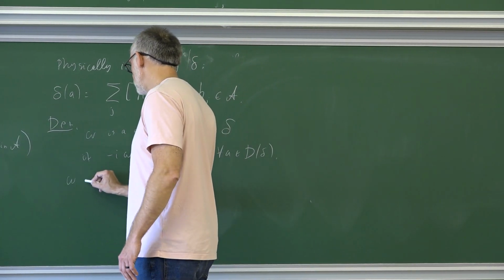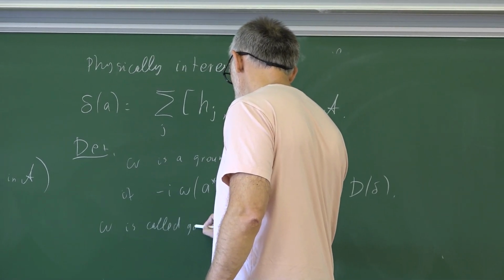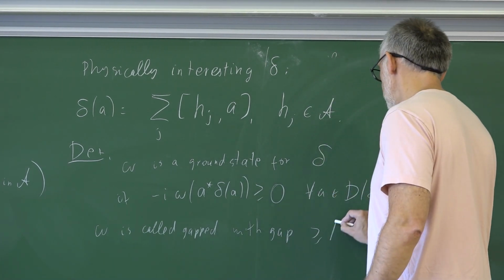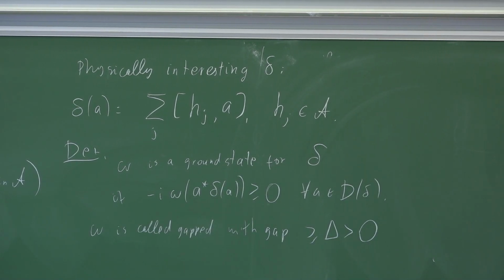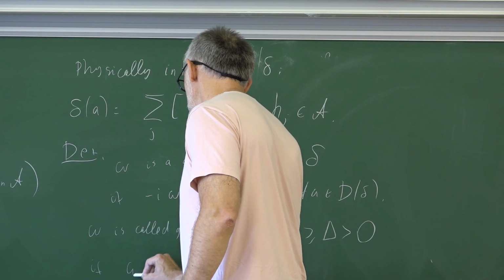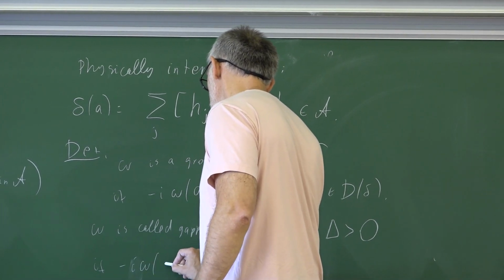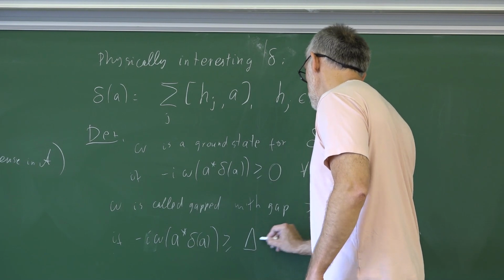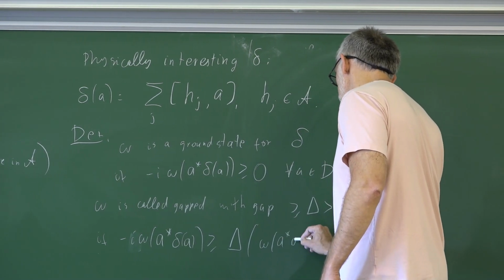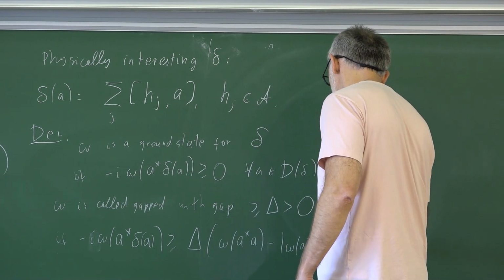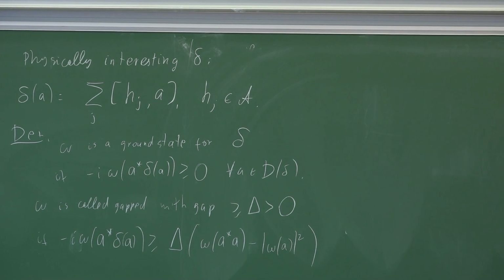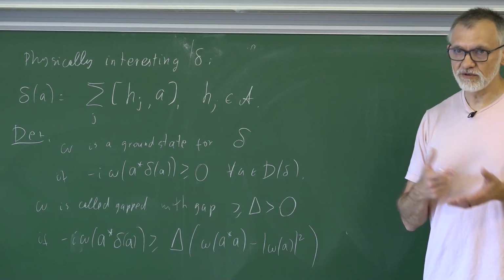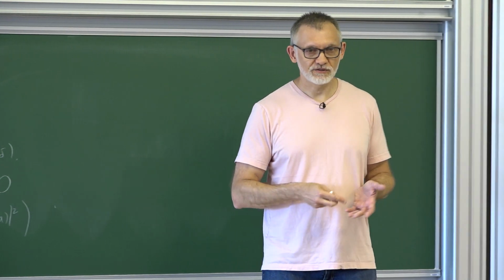But so omega is called gapped with gap greater or equal than some number delta if... is a stronger thing, you can say. And if you write in terms of the generalized representation corresponding to the state omega, you'll see that what it means is, first of all, the state omega is the unique state with 0 energy, and second, that all other states have energy at least delta.